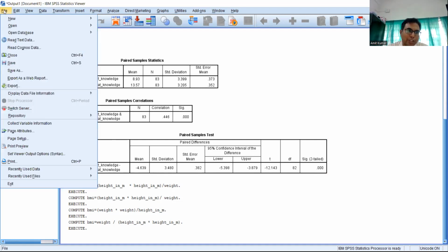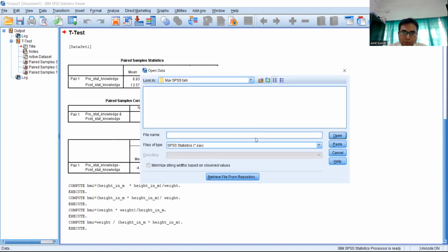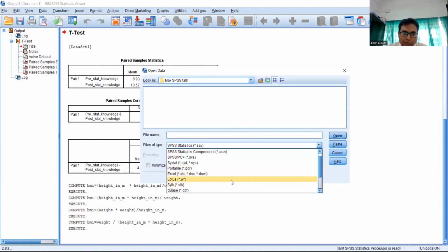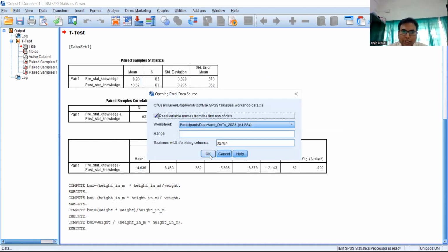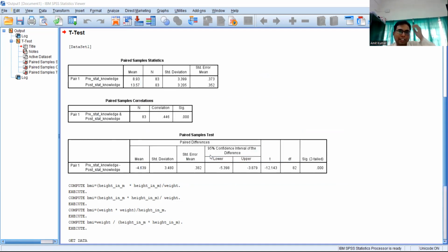So now again I am going to File, Open, Data, then Excel file. Now you see my data is imported. Is this window visible to everyone? Hello? Is my SPSS file visible to everyone? I think so.